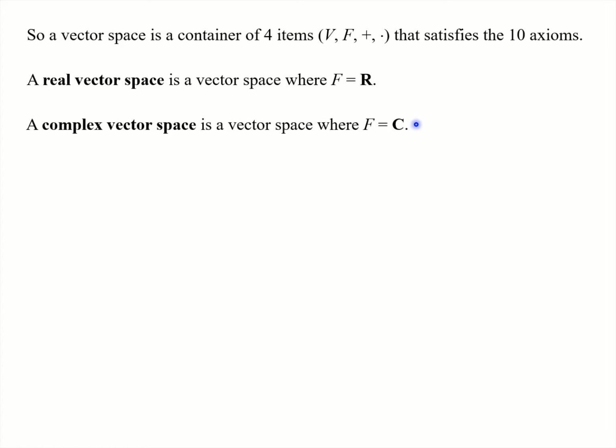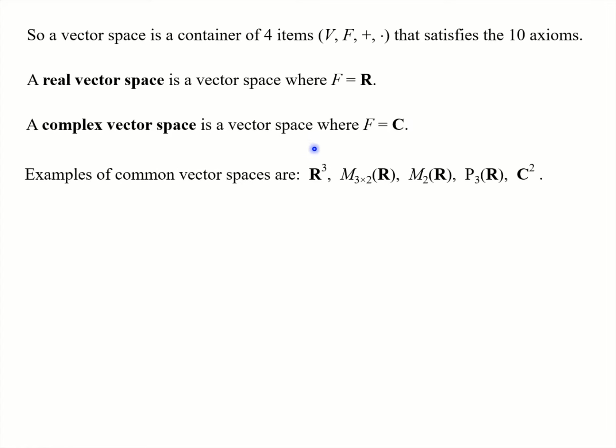Examples of common vector spaces are R3, or we could have put R7 or R2, any Rn, and 3 by 2 matrices. That's an example of a common vector space. So the set of all 3x2 matrices satisfies those 10 axioms. And how do they satisfy the 10 axioms? Well, you can run down each of the conditions. If you take two 3x2 matrices and add them together, is it still a 3x2 matrix? And the answer is yes.